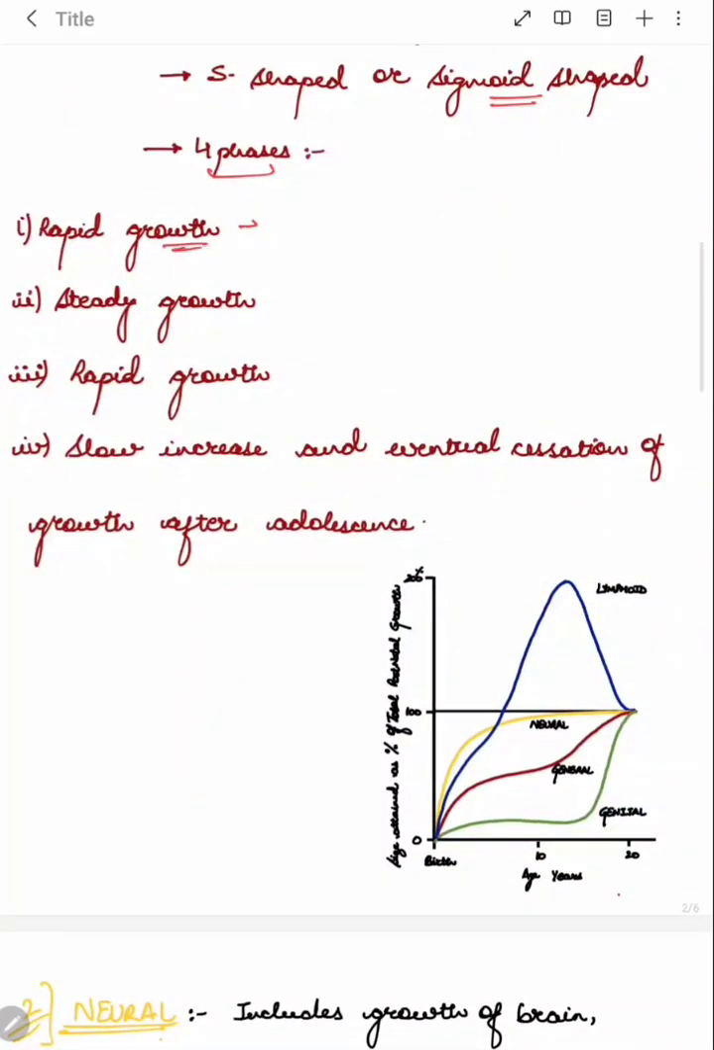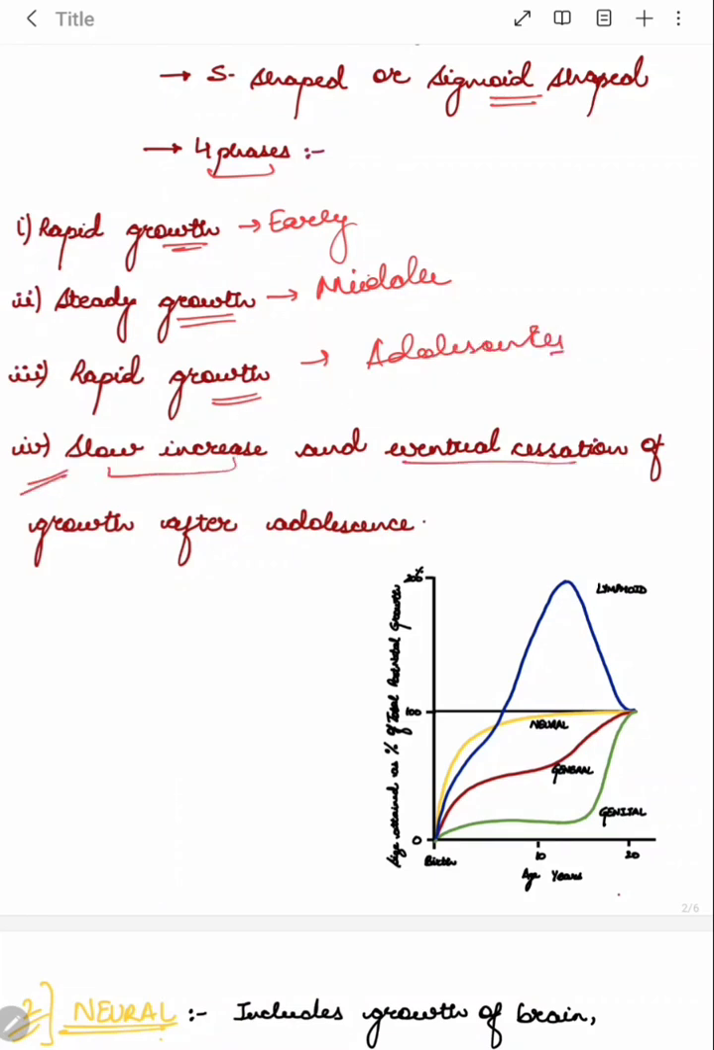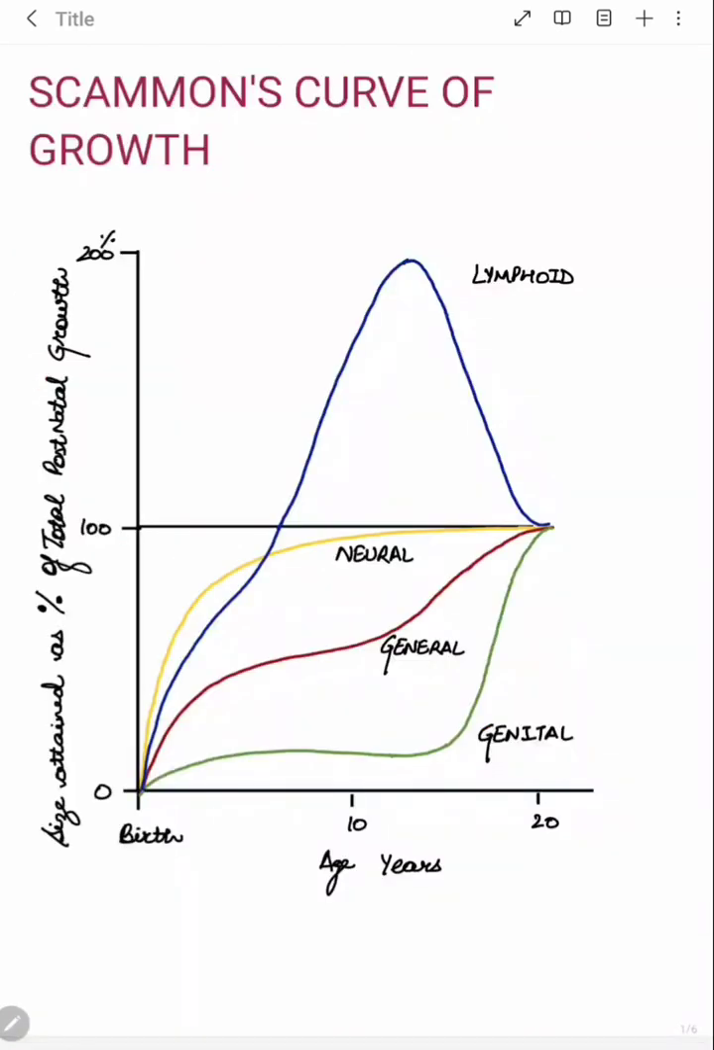So rapid growth in early childhood, or you can say infancy, steady growth in middle childhood, then again rapid growth in adolescence, and fourth, slow increase and eventual cessation of growth after adolescence. So these are the four phases of general growth.